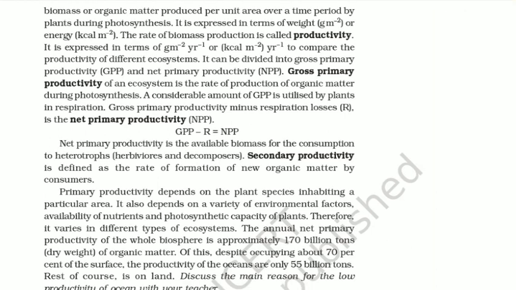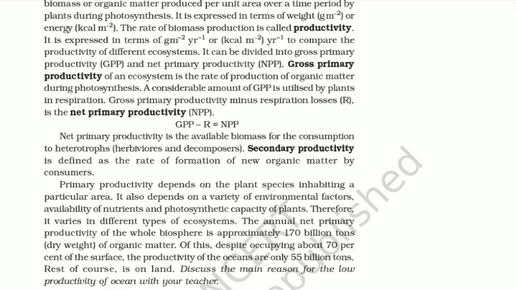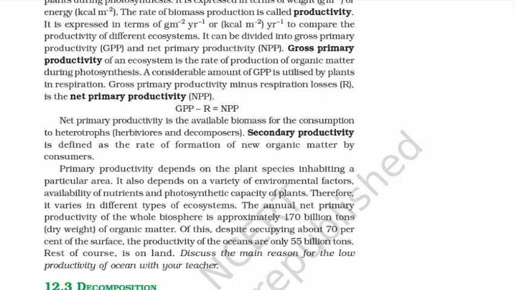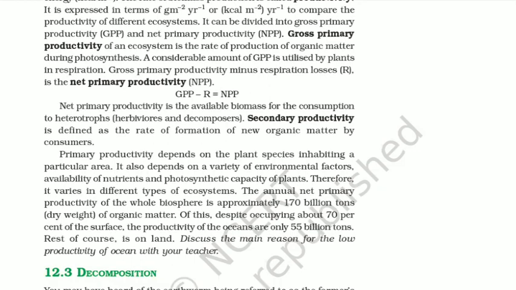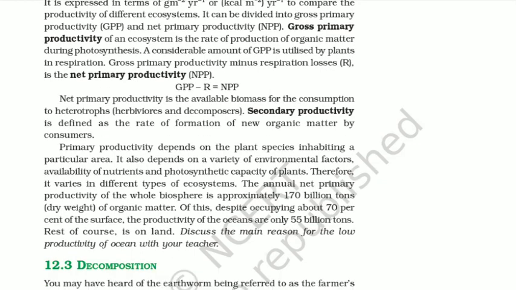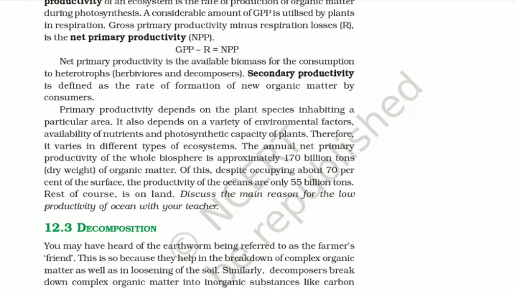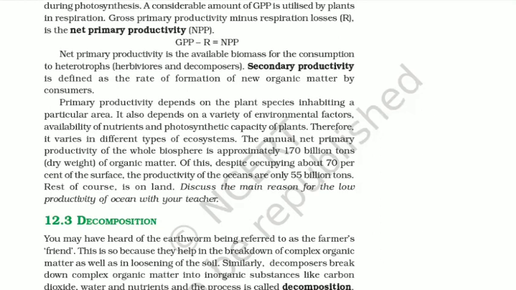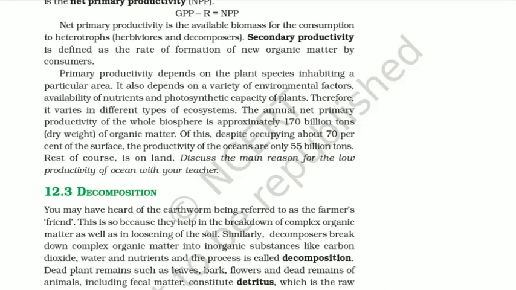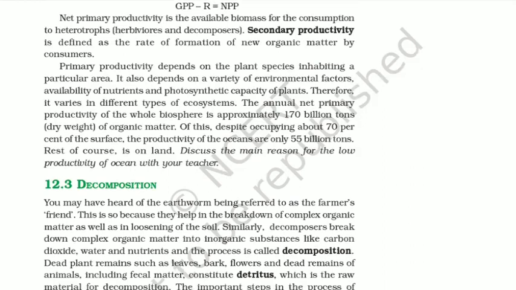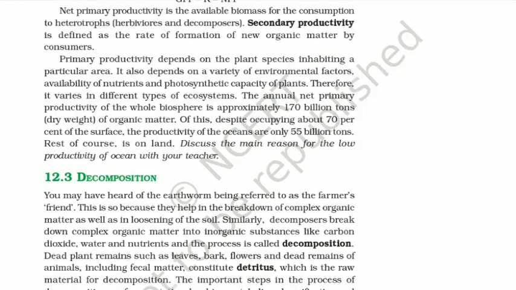To compare the productivity of different ecosystems, it can be divided into gross primary productivity and net primary productivity. Gross primary productivity of an ecosystem is the rate of production of organic matter during photosynthesis. A considerable amount of GPP is utilized by plants in respiration. Gross primary productivity minus respiration losses is the net primary productivity. GPP minus R is equal to NPP. Net productivity is the available biomass for the consumption of heterotrophs, that is herbivores and decomposers.